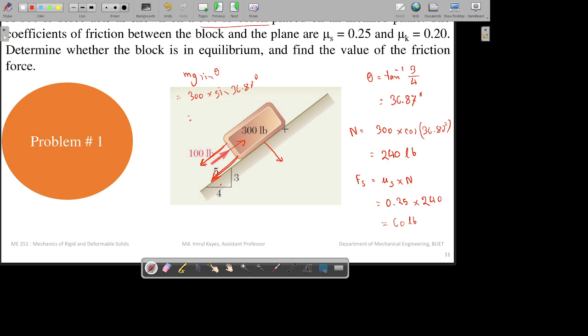let's denote it by F. It will be the friction force, 60, plus mg sine theta, that is 300 multiplied by sine 36.87. Sine can be determined from this triangle. So that comes out to be 240, I guess.